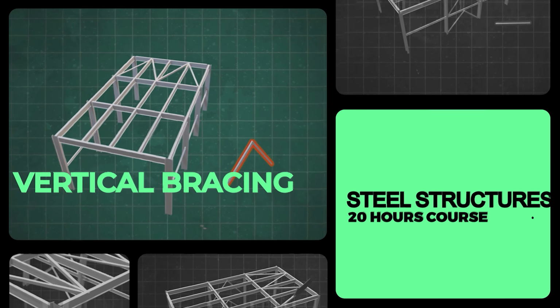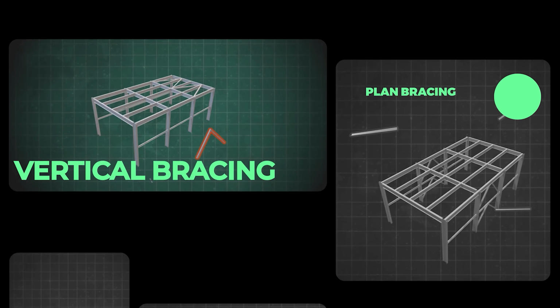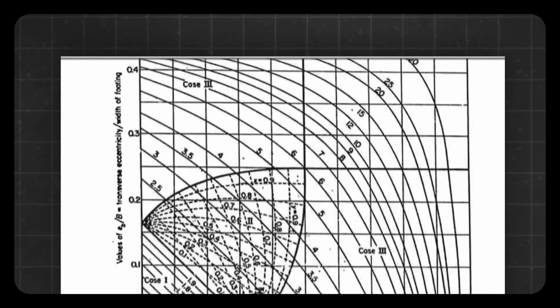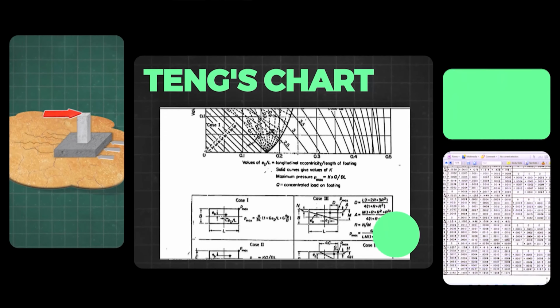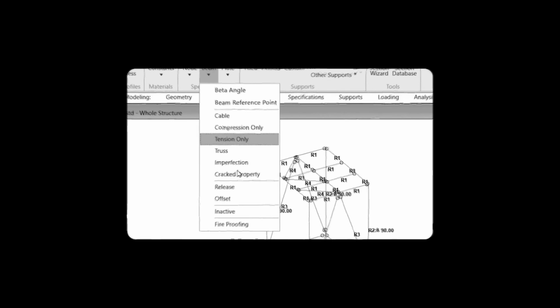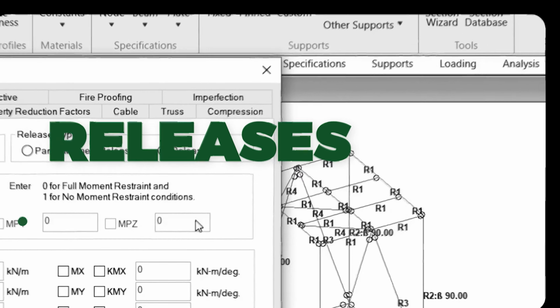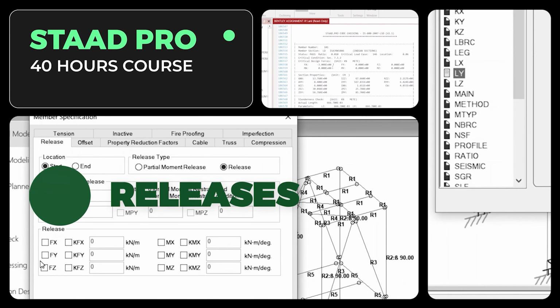Friends, now that we have completed advanced level courses, we know how to deal with bracing locations, support types, force transfer for industrial steel structures, footing concepts, tense chart, Moody's charts, pile group analysis, rebar location concepts for industrial RCC structures, releases, supports, design parameters, detailed output study in STAAD Pro. Now it's time to take it up a notch.